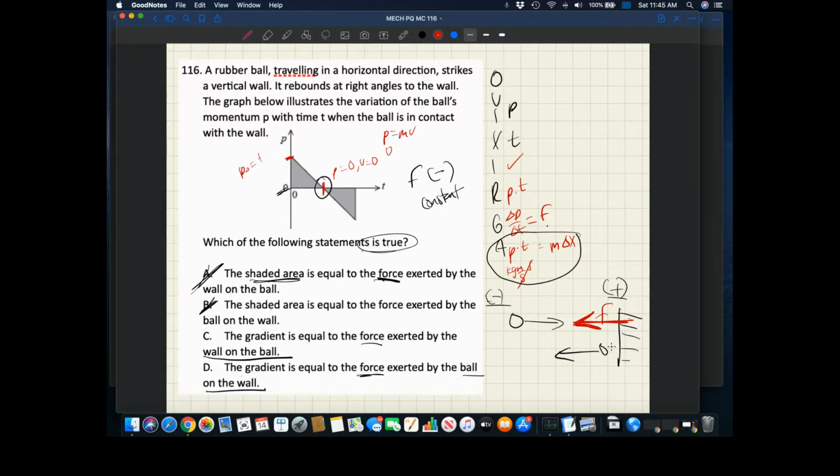The gradient is equal to the force exerted by the wall on the ball, which is choice C. The ball-on-the-wall force would be in the positive direction, which would be a positive slope. So that's why question 116 is choice C.